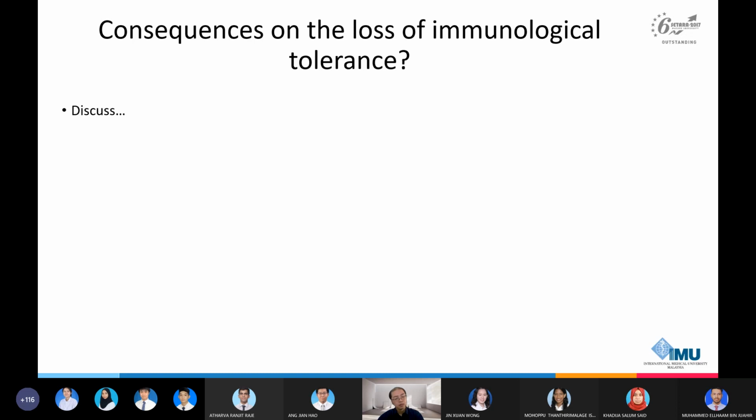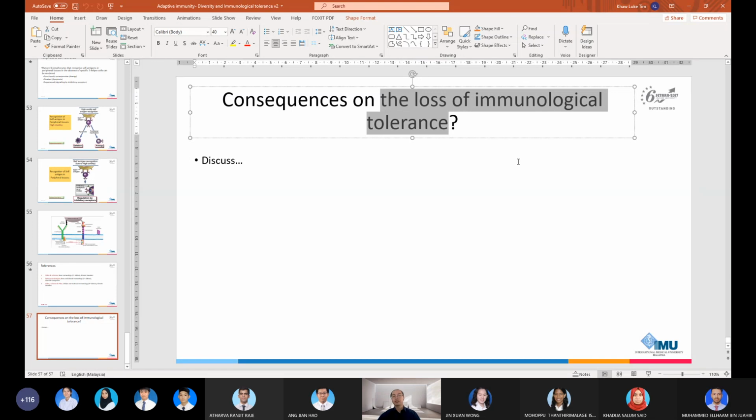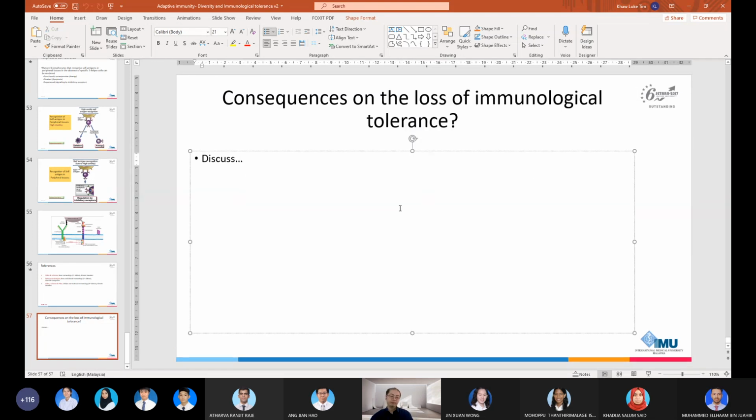Okay, so what happens if you lose immunological tolerance? The body will produce an immune response to your self-antigens. So you have autoreactive lymphocytes and autoreactive antibodies. This will lead to autoimmunity. So yeah, that's about it.